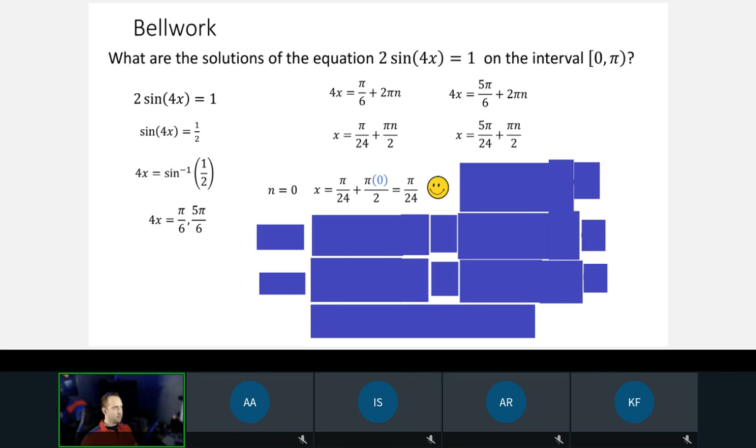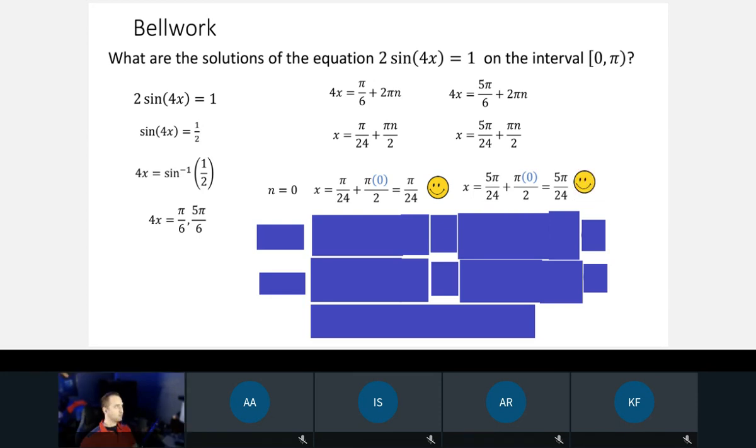Then since we're solving them synchronously, let's go ahead and plug in 0 to the other equation we created. Well, we get 5 pi over 24, because that one's easy. And the question we ask ourselves is 5 pi over 24, is that between 0 and pi? Yes, it is. So that's also a valid answer. All right. And now we go to n equals 1.